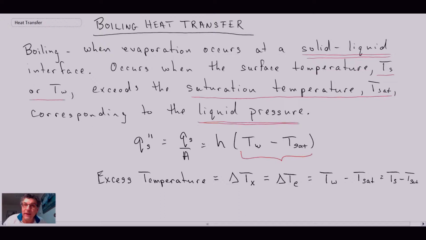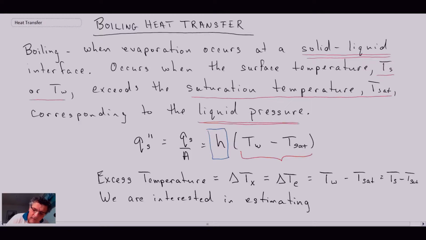So what are we looking for here? Well, as with all of the other things that we've been doing, when we've looked at convective heat transfer, we want to know how to estimate h. So what we are after, or what we are interested in, is estimating h. But before we jump into the correlations that are used for boiling heat transfer, what I want to do is begin by looking at the physics of what is going on through the boiling process.